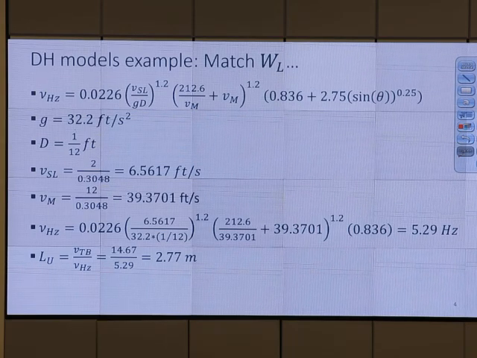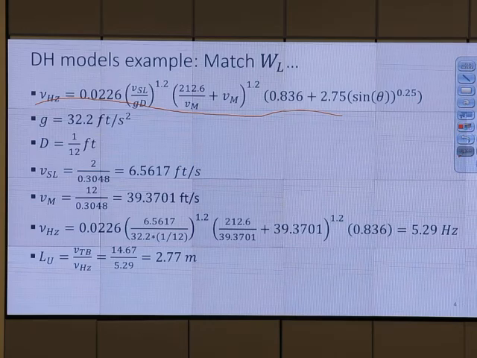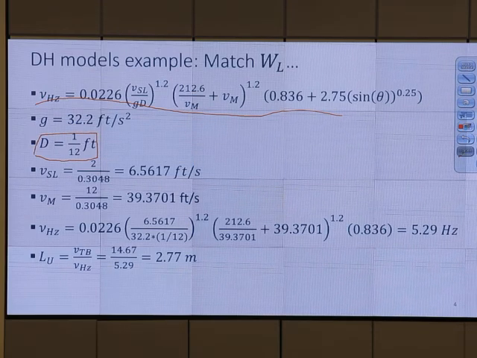Then I calculate this equation, slug frequency. From slug frequency, I know that diameter is in the unit of feet. Right? So G is 32.2 for that particular equation. Put it in. Did you know this equation?